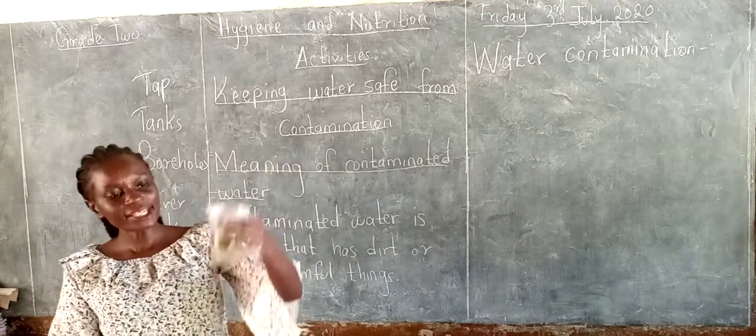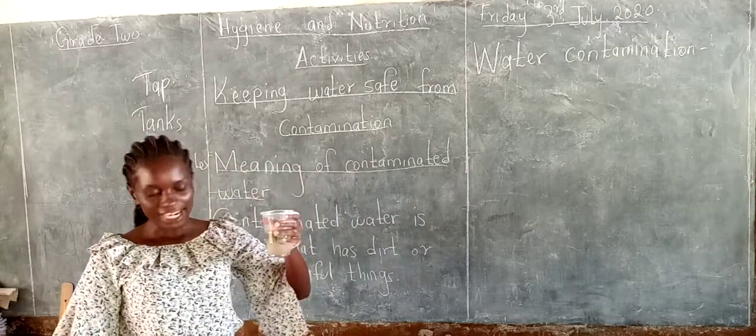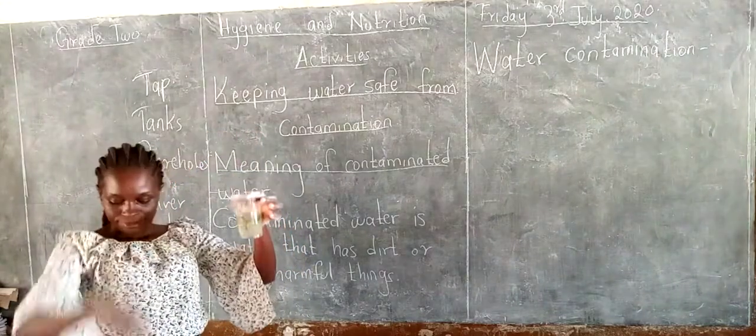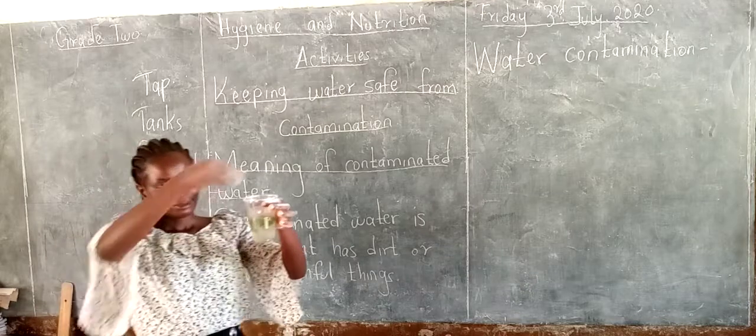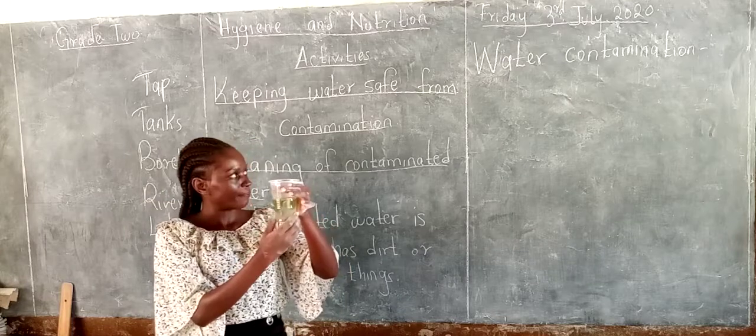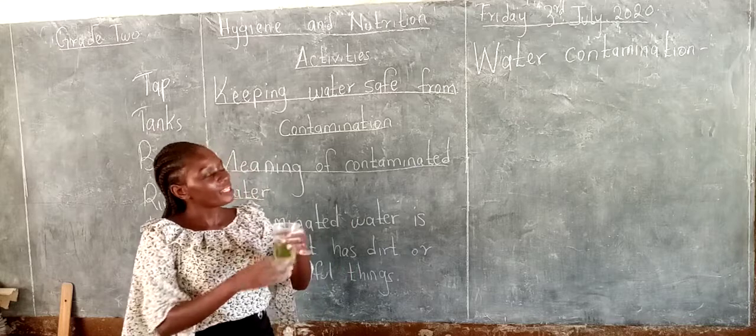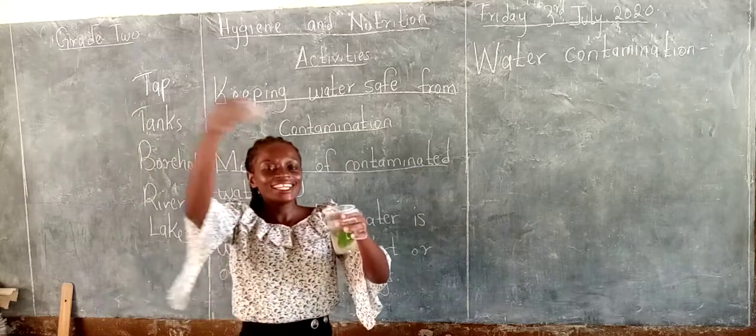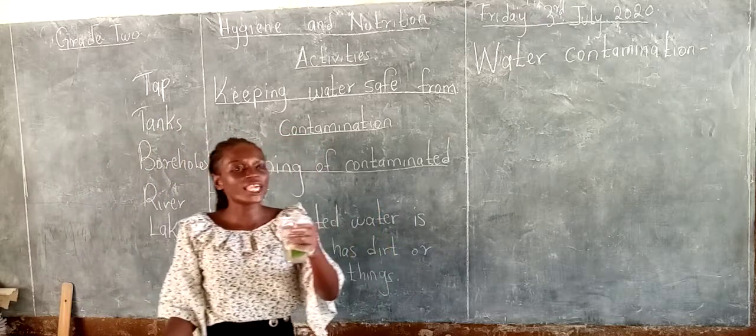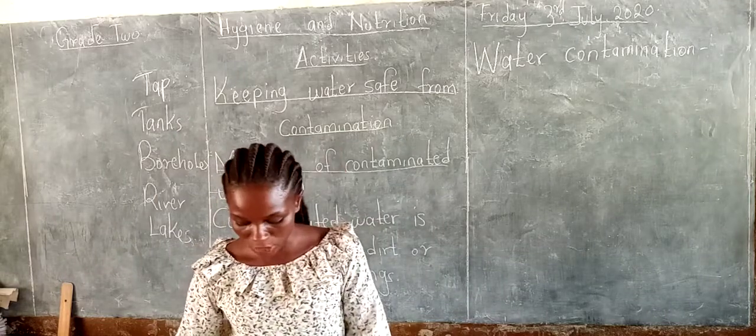Yes, I had this water while it was clean, then I added some dirt into it. Yes, like that. I said I was contaminating this water. So when you contaminate water, it means you are adding dirt or other harmful things in water. We say you are doing what is called water contamination. So what is water contamination?